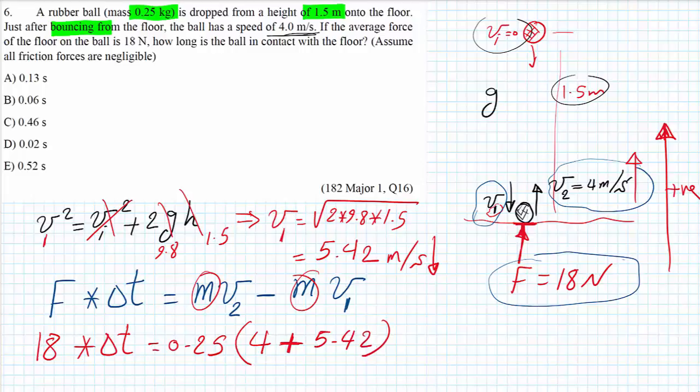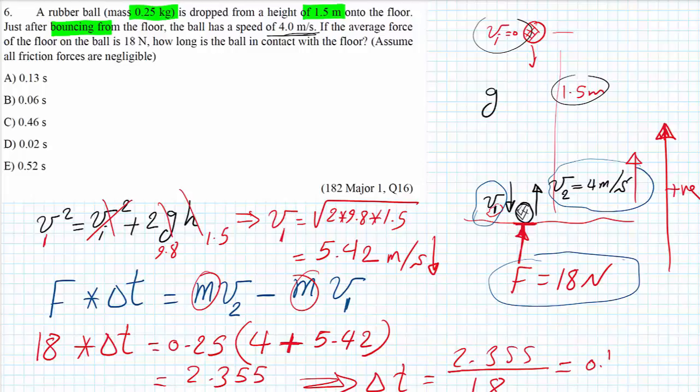5.42. From here, the right hand side, let's try to calculate it. 4 plus 5.42 times 0.25, it's 2.355. That means delta T is 2.355 divided by the force, which is 18, gives you 0.131 second. So the time of collision here was almost 0.13 seconds, so I will choose number A.